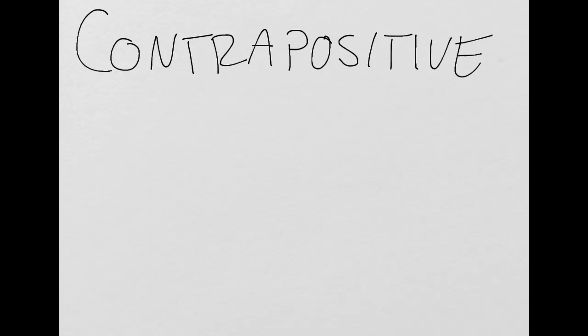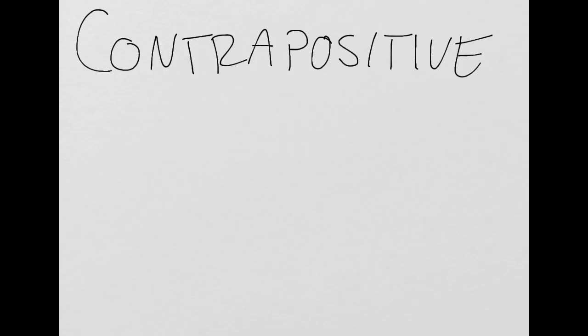Let's take a look at our final related conditional statement, and that is the contrapositive. All that we're going to do to form the contrapositive is negate both the hypothesis and the conclusion of the converse. That's a really big phrase for: we switch the hypothesis and conclusion and we negate them both. So we say "not" to both of them.